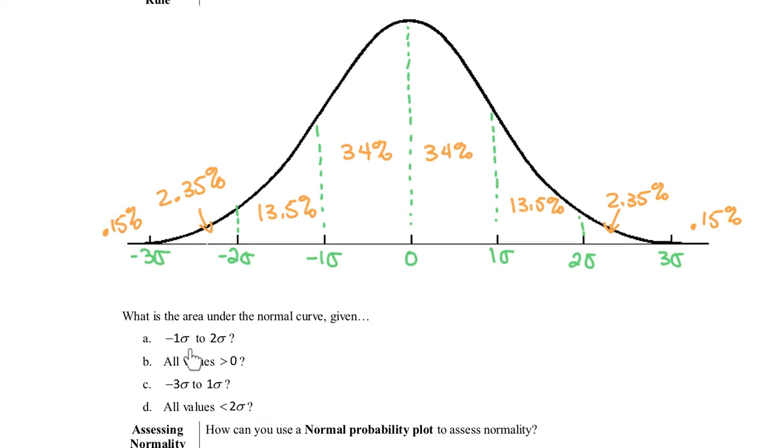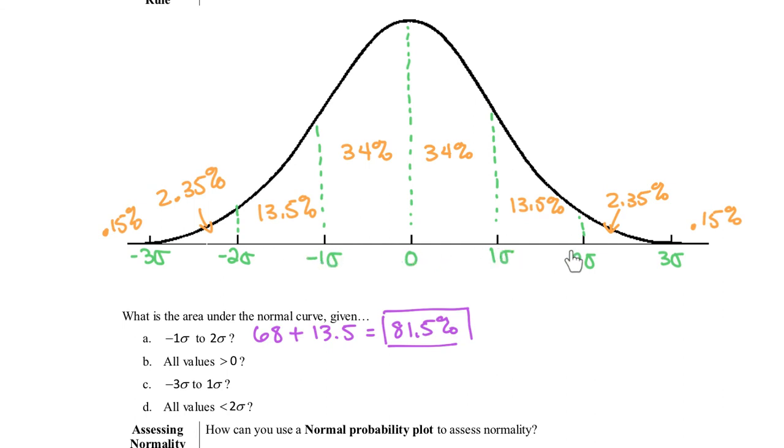We can now use this to answer this first question. So from -1 standard deviation to 2 standard deviations, so from here to here. Well, we know in this middle, from -1 to 1, that's 68%. So 68 plus, we have this little bit extra, so plus 13.5. And that, of course, gives us 81.5. So 81.5% falls within these 3 standard deviations in the center.